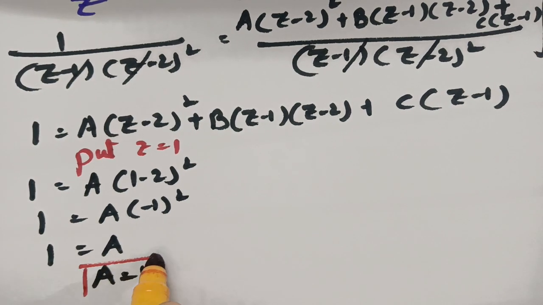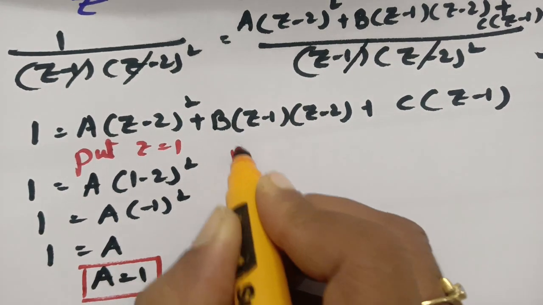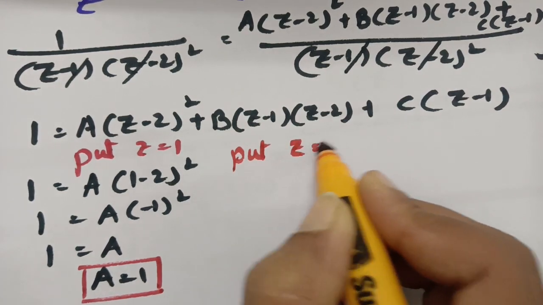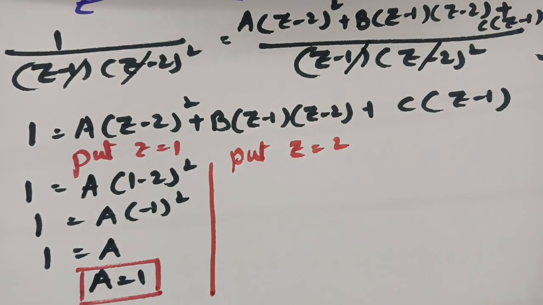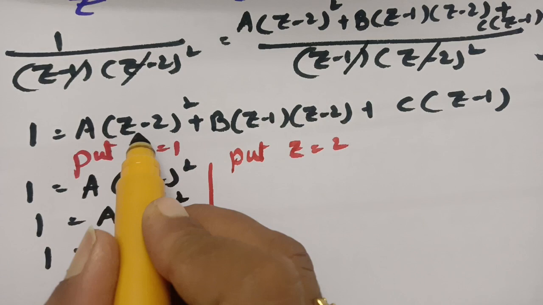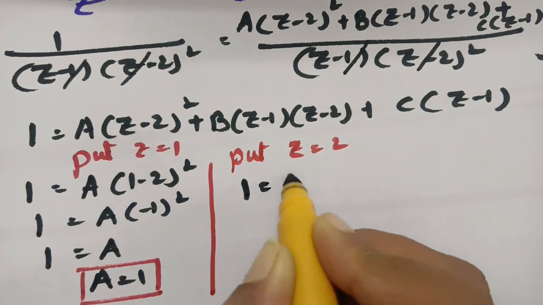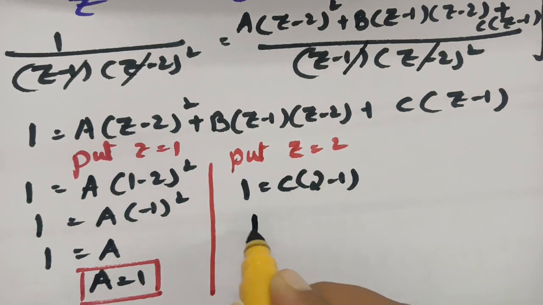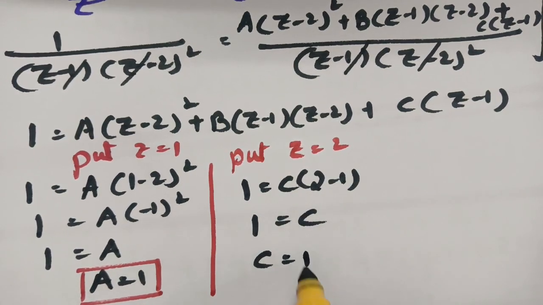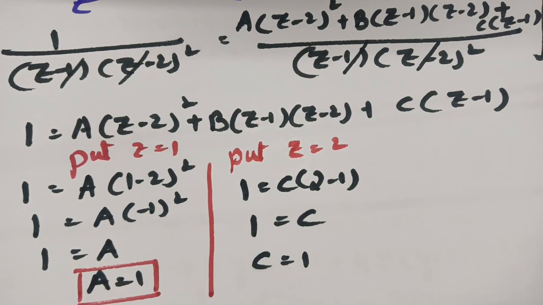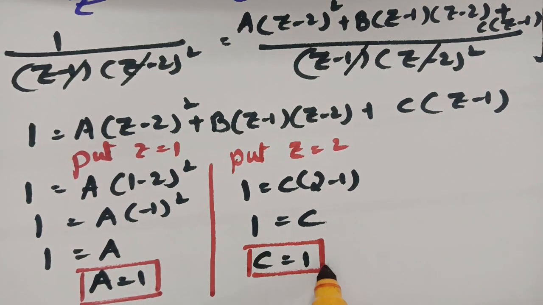And the next thing here is put z = 2. If I keep z = 2, then the a and b terms will be 0. So what remains here? 1 = c times (2-1). So 1 = c, and I got the value of c as 1. And there is no other substitution for finding the value of b.